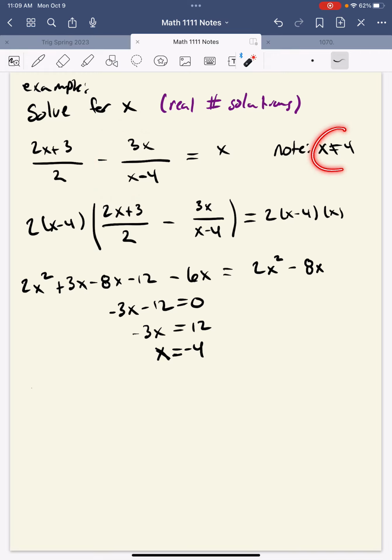And then we need to make a note that x cannot equal 4. Since x minus 4 is a factor in the denominator, 4 would cause division by 0, so it is not possible. We're going to look for all real number solutions.